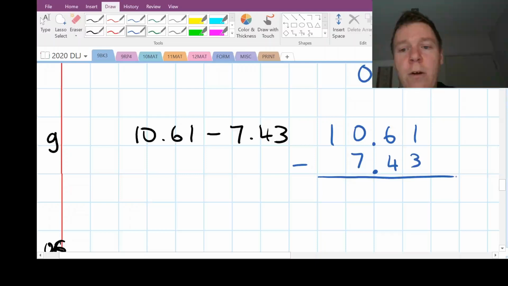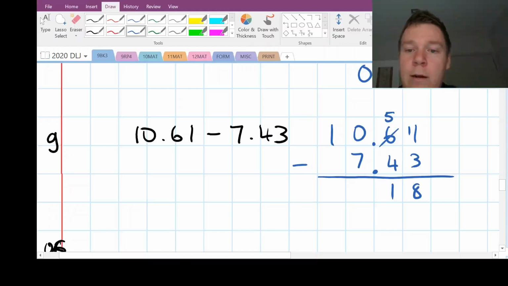Alright, so now it's just a regular subtraction problem. We start from the right side. 1 minus 3, we can't do it, so we're going to borrow from the tenths column, change it to a 5, bring 1 up, bring 10 over, so that's 11 now. 11 minus 3 is 8. 5 minus 4, we can do that, 1.